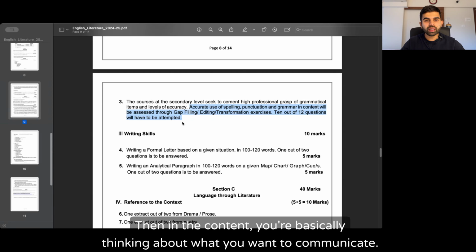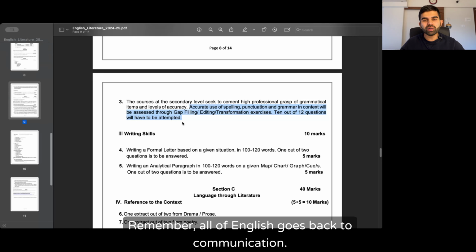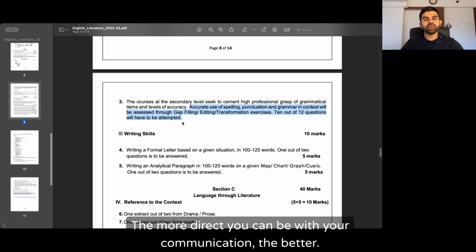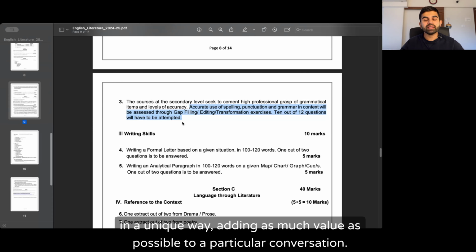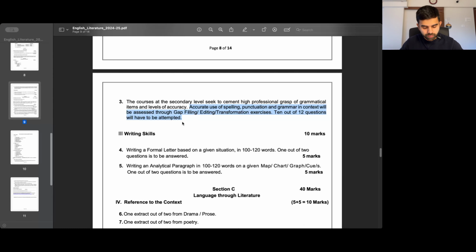Then, in the content, you're basically thinking about what you want to communicate. Remember, all of English goes back to communication. The more direct you can be with your communication, the better. And then finally, in terms of expression, try to communicate something, but communicate it in a unique way, adding as much value as possible to a particular conversation.